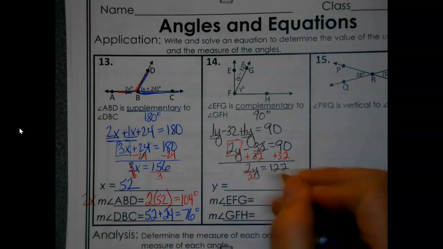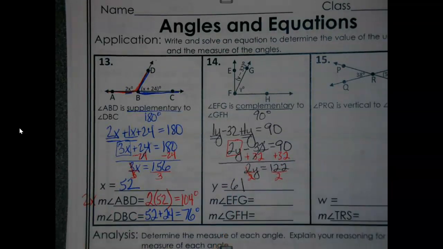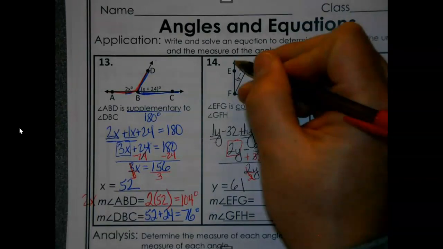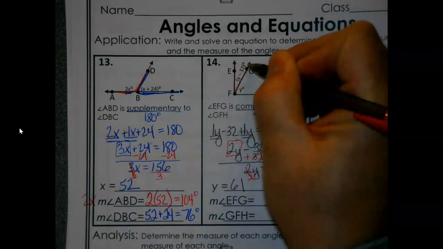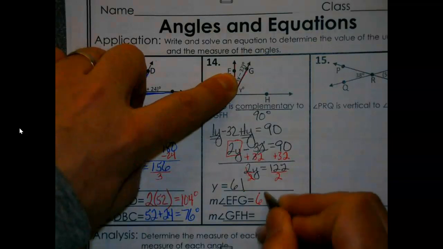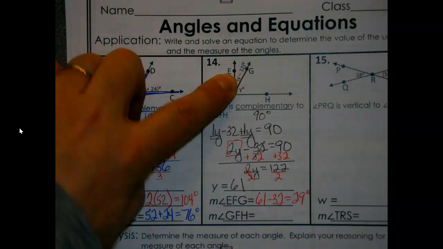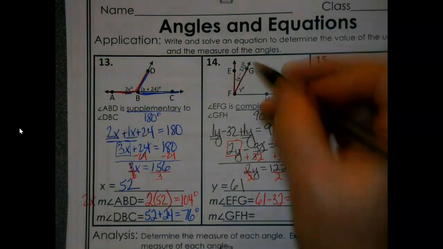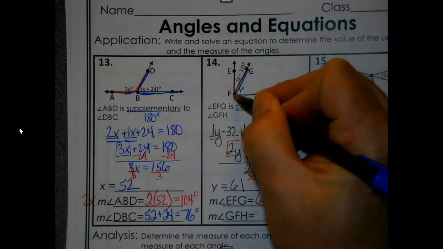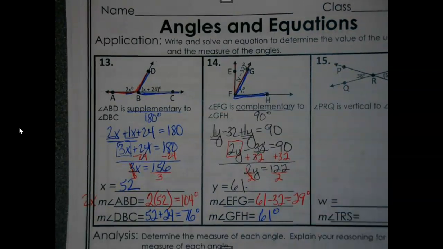And now it's just a regular old two-step equation to figure out y, and then just like we did on 13, I'm going to plug that number in for y to get my answer. And then for GFH, that's just y. So just write it down and I'm done.